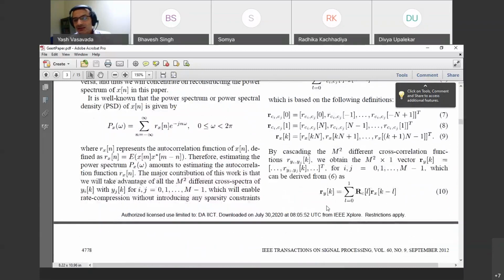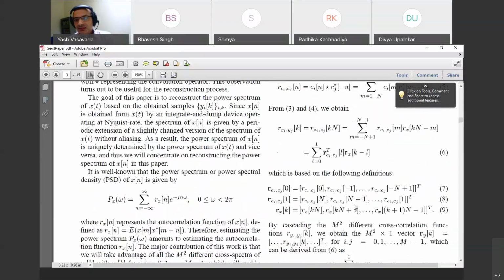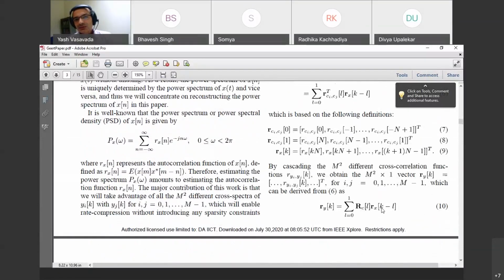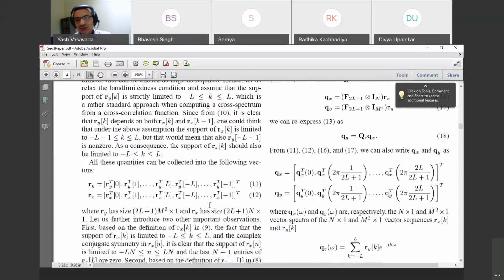So they have converted the problem of estimating R of X in the sub-Nyquist domain into the problem of solving this linear equation, equation 10, where R of Y they can calculate using equation 3, this matrix R of C they can calculate using equation 5, and R of X is the unknown that they want to estimate. Because remember, once they estimate R of X, that is exactly identical to estimating power spectral density. And once they know the power spectral density, they will just look at the peak and figure out where the primary users are. So all they need to do is solve this equation, and there are linear algebraic solvers for that.